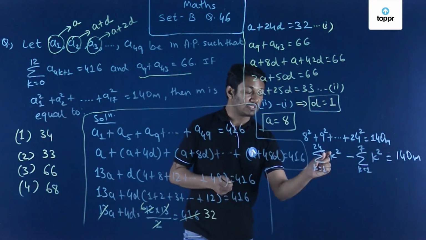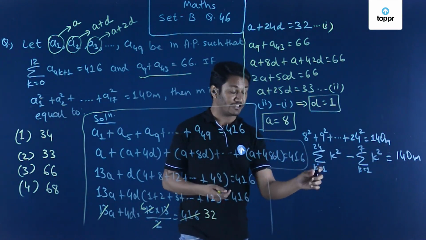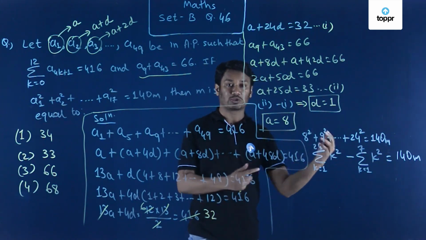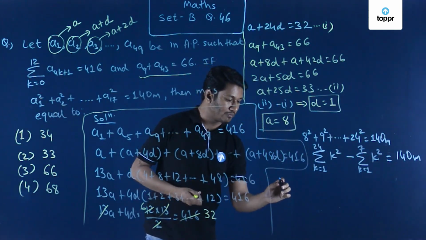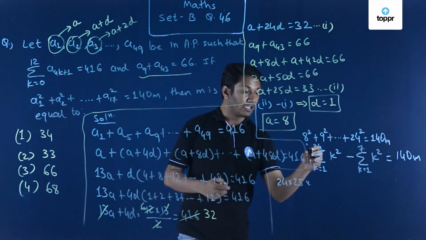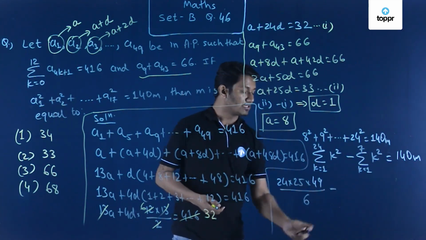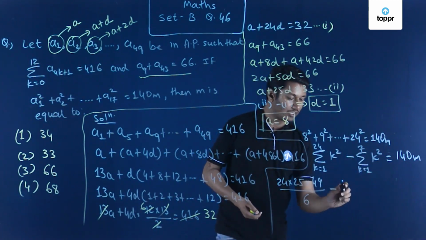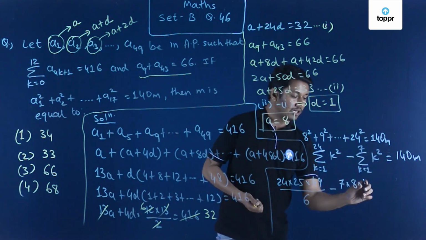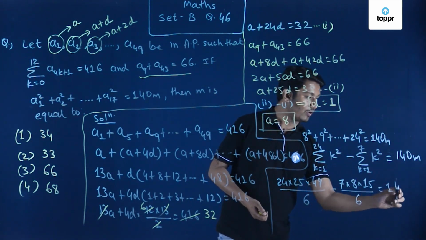Now this is nothing but the sum of squares of first n natural numbers, which we know is nothing but n into n plus 1 into 2n plus 1 by 6. So what will be first summation? First summation will be nothing but n is 24 here. So 24 into n plus 1, 25 into 2n plus 1 will be 48 plus 1, that's 49 upon 6. Minus, this is also the same thing here, n is 7. So it will be 7 into n plus 1 is 8 into 2n plus 1 will be nothing but 14 plus 1, that's 15, and this will be divided by 6. Now this is equal to 140 m.